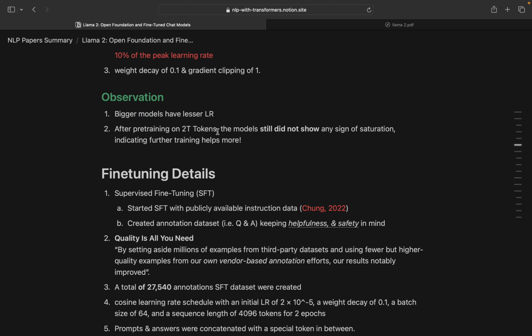After pre-training on 2 trillion tokens, they mention that the model still did not show any sign of saturation. I will show you a diagram at the end of this video on why they are saying it. They were already giving a clue that LLaMA 3 was on its way. Saturation is where you'll see a plateau curve, saying that beyond this the model might not be able to learn. But those signs they didn't see while training LLaMA 2. They also made one graph, and once I show you, that will be more clear.